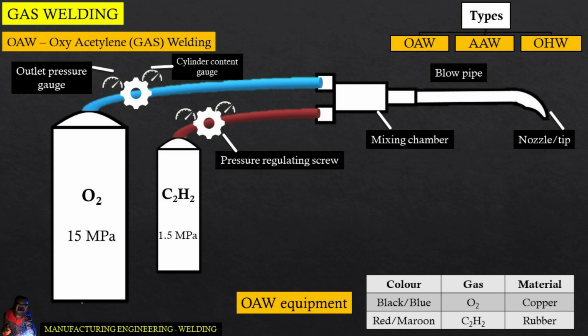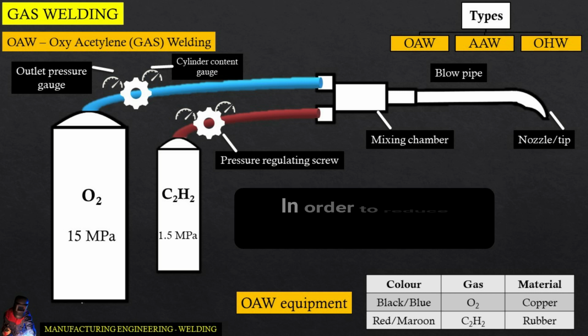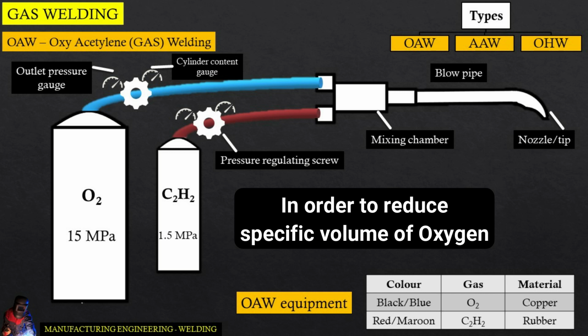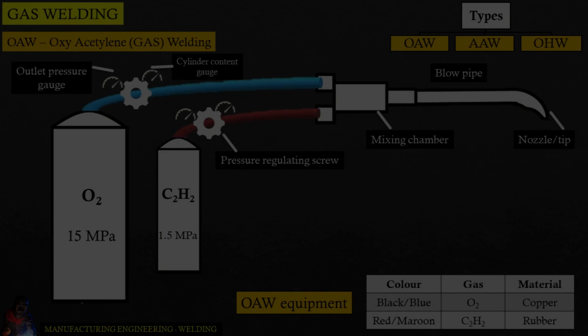In the case of oxyacetylene gas welding, the oxygen is stored inside a cylinder at a very high pressure of approximately 15 megapascal, so that its specific volume is reduced and we can store a large volume of oxygen inside. This reduction of specific volume is required because oxygen has a very large specific volume.